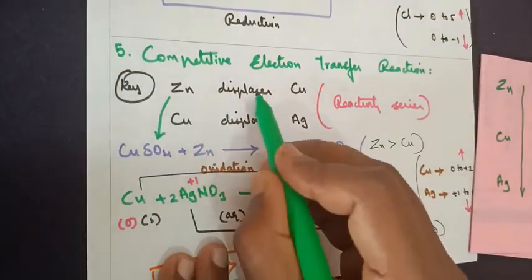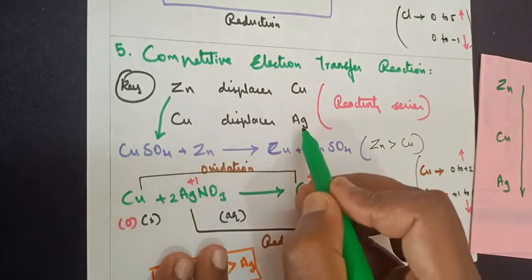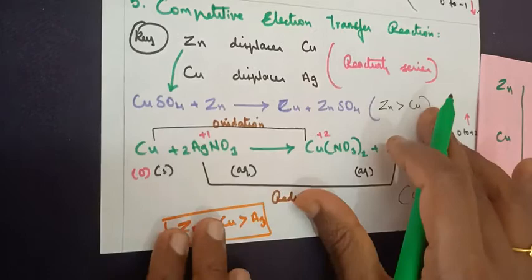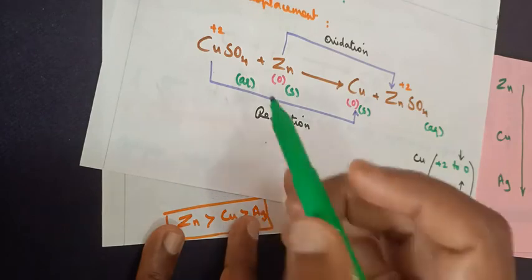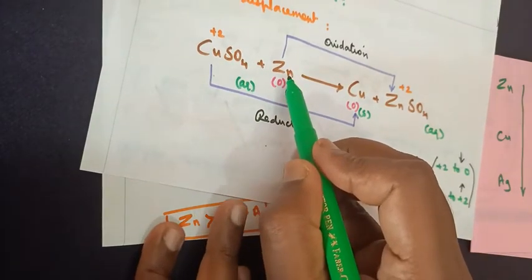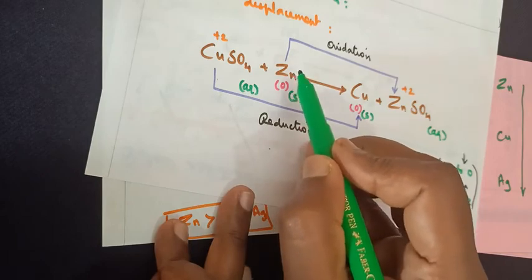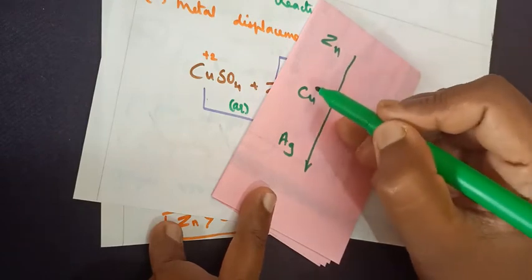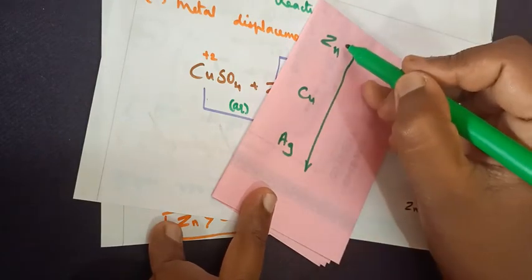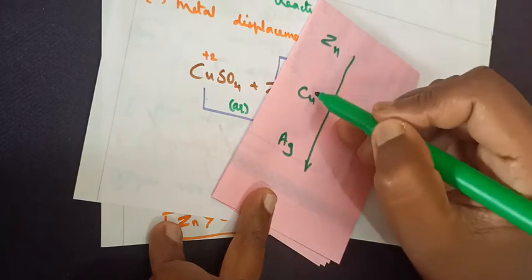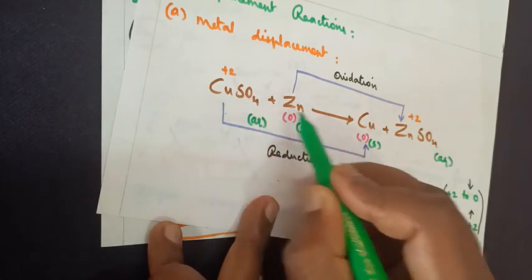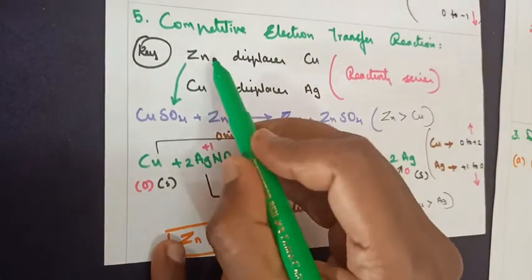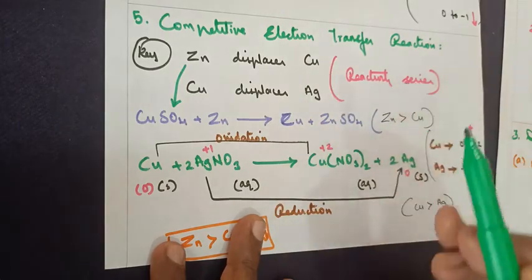If you look at it, zinc displaces copper, and copper displaces silver. Consider the same reactions that you have taken in terms of metal displacement. Copper sulfate, when you treat it with zinc, I told you, zinc is more reactive than copper. Why is it so? In the series, zinc is placed above copper. So the lower one cannot throw away the higher one, but the higher one can throw away the lower one. Hence, zinc takes the place of combining with the sulfate ion, leaving behind copper. So here, zinc displaces copper based on the reactivity series.